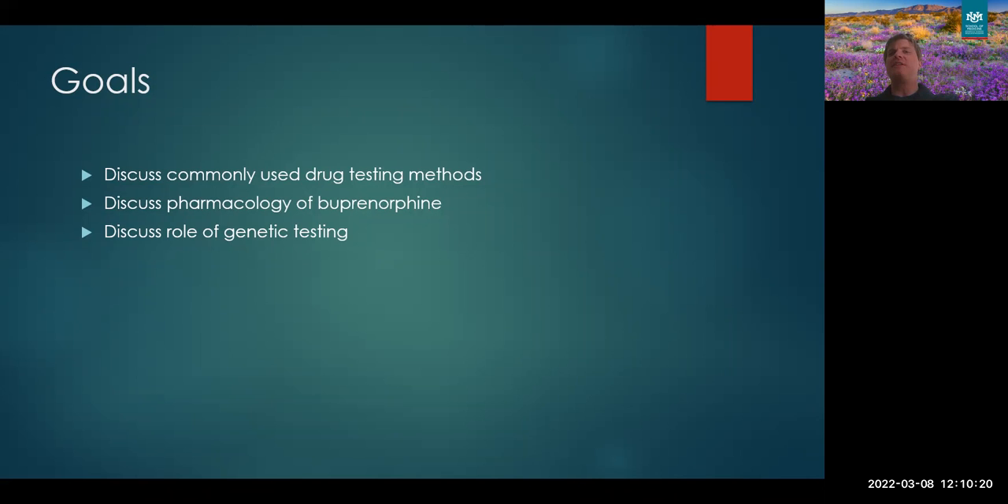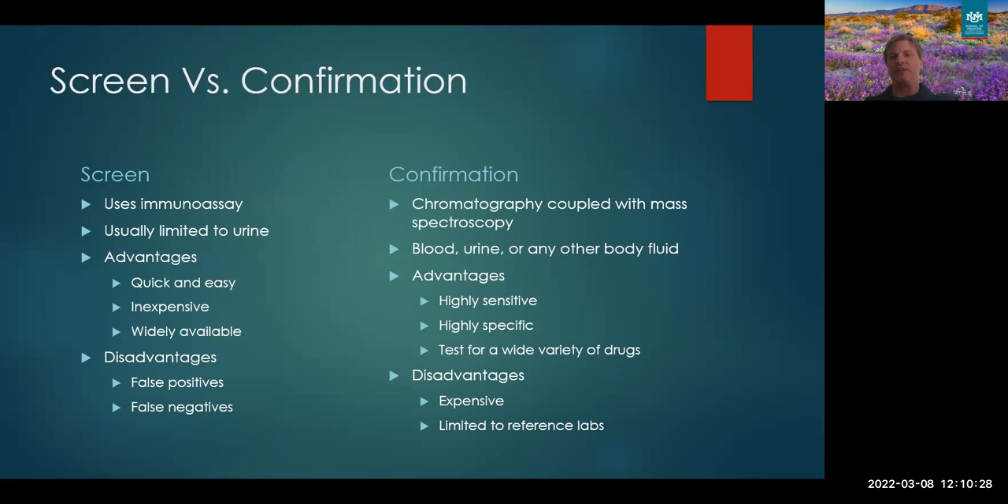So I'm just going to discuss some of the common testing methodology that is available. We're going to talk about some of the pharmacology of buprenorphine, and then discuss the roles of genetic testing. So I think the first step is the screen versus confirmation testing. And using the terminology is actually really important here. The technology that is used, the testing methods, and the limitations of the test are very, very different, just based on the simple word screen and confirmation.